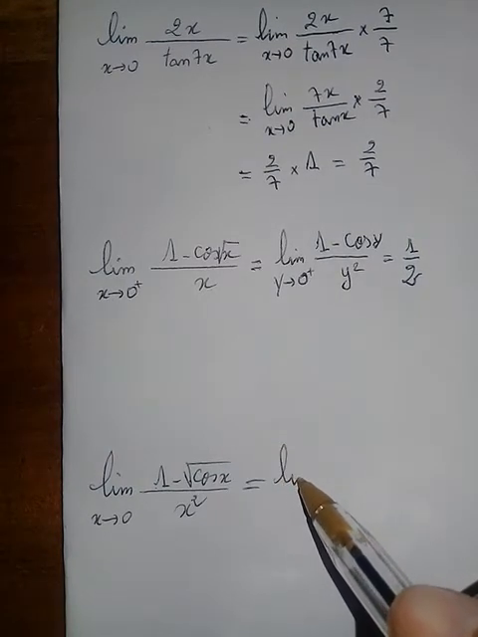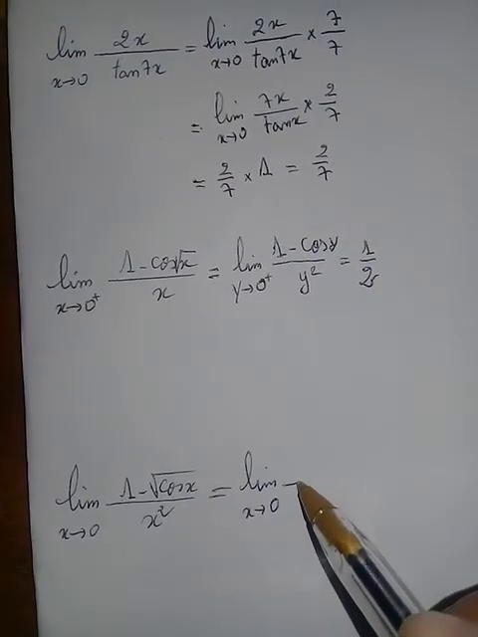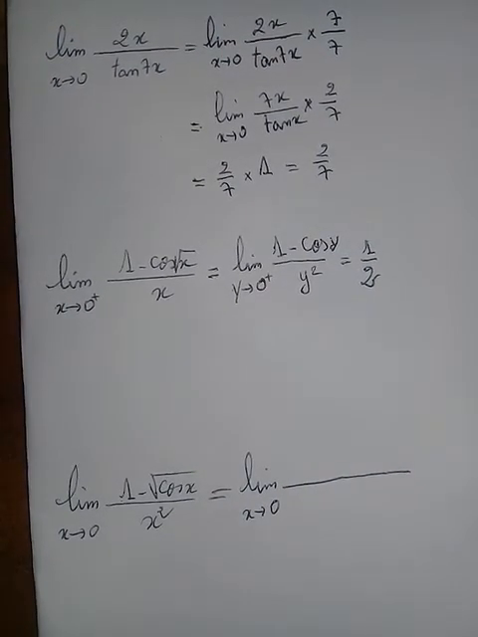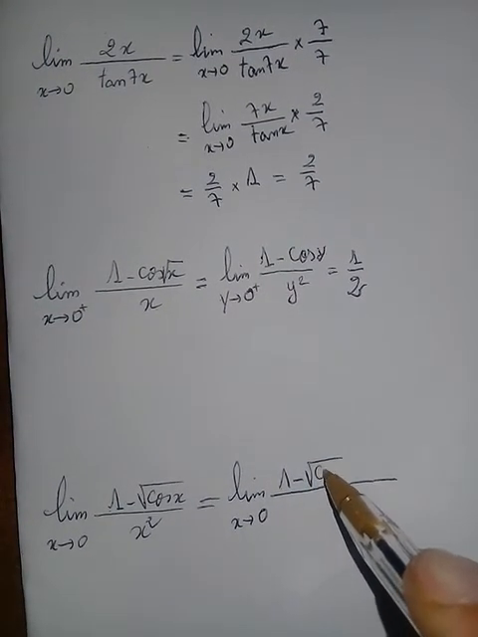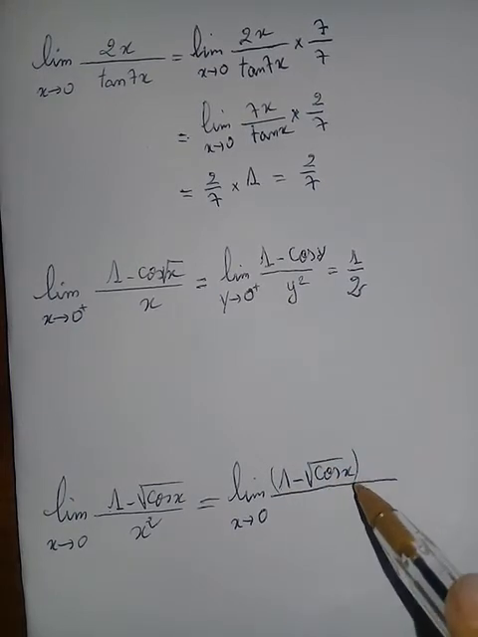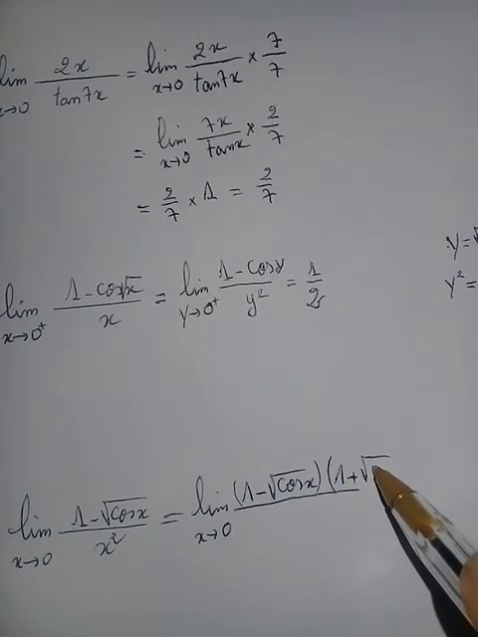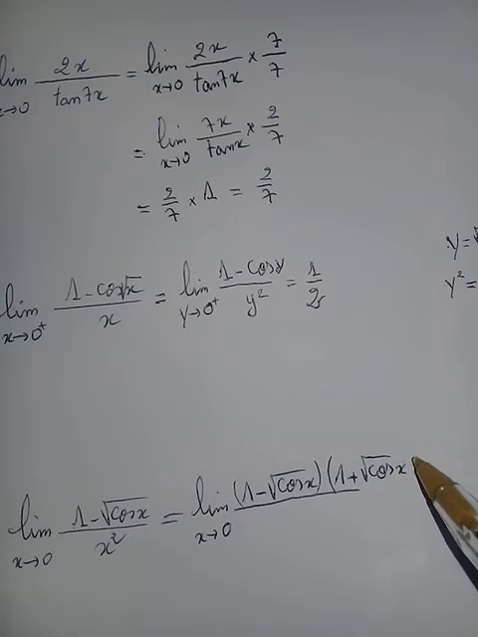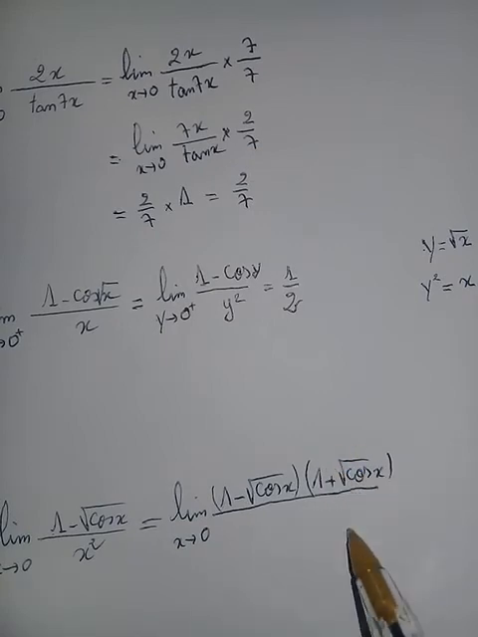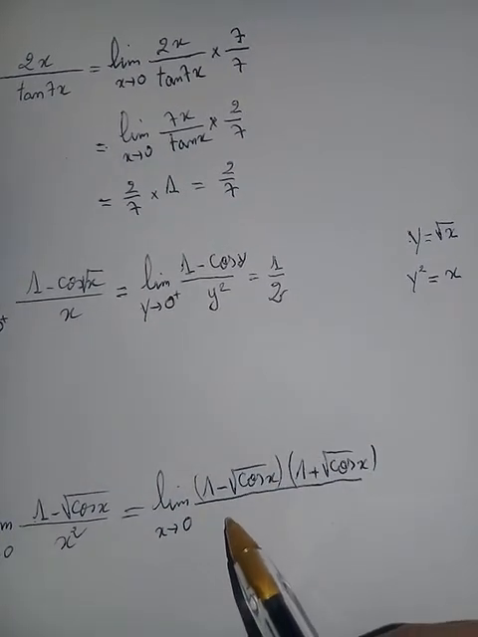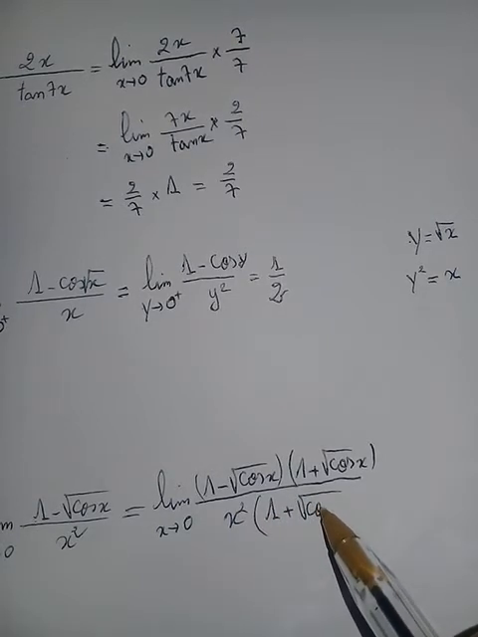So it's the limit x approaching 0, and I multiply by the conjugate. It's 1 minus cos x. The conjugate is 1 plus square root of cosine x. And I need to multiply by this at the bottom: x squared times 1 plus square root of cosine x.